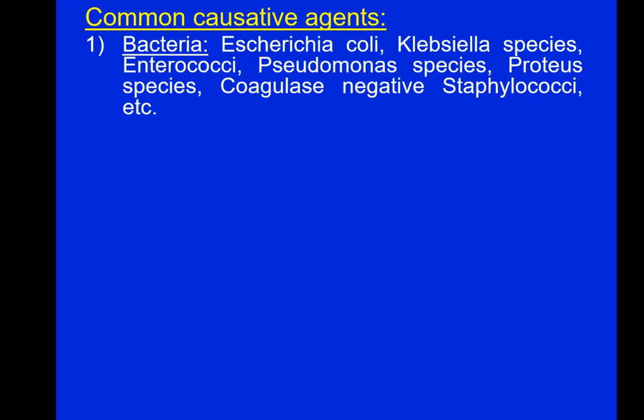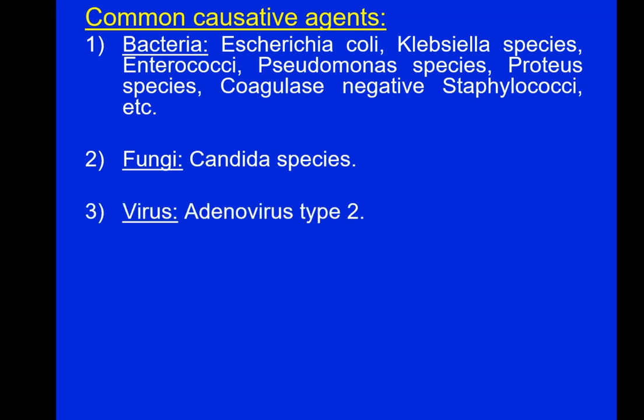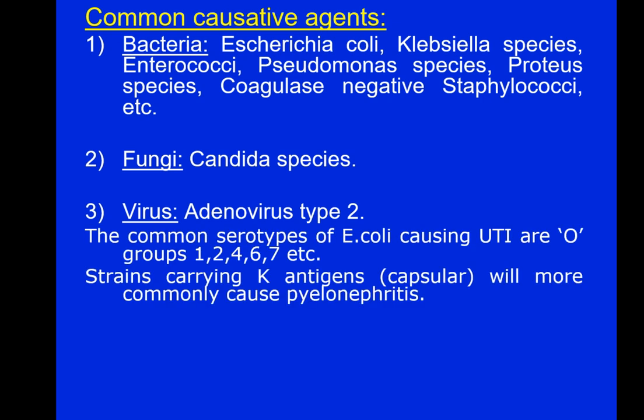Then coming to the causative agents of UTI, sometimes they may ask you for an example of an organism which causes UTI. Among bacteria, we have many responsible for UTI. The most common are Escherichia coli, Klebsiella, Enterococci, Pseudomonas, Proteus, then CONS, which means coagulase negative Staphylococcus. Among fungi, we have Candida species. Among viruses, we have adenovirus type 2.